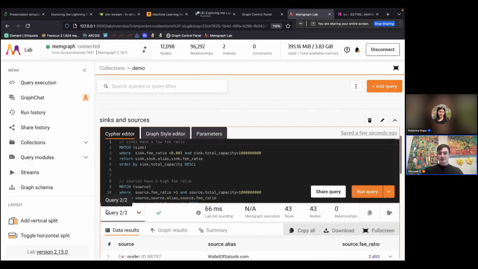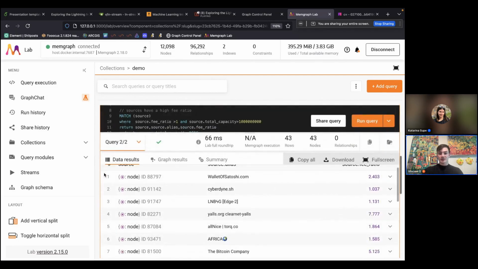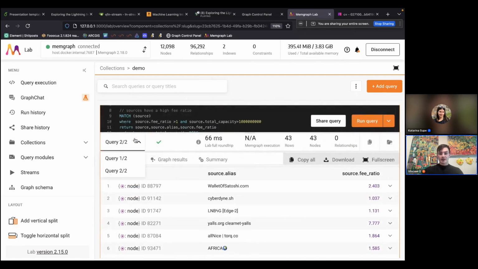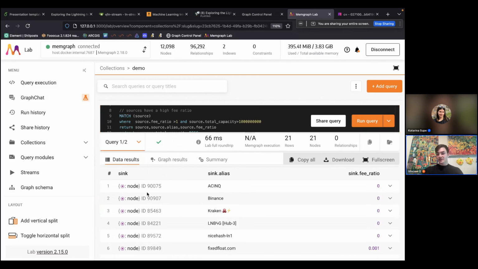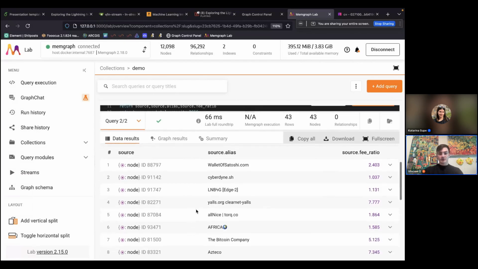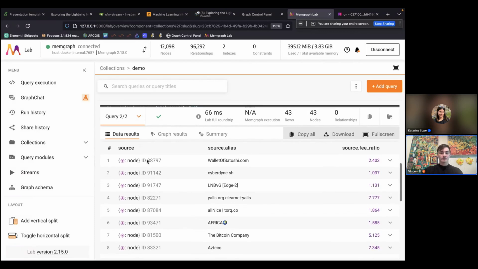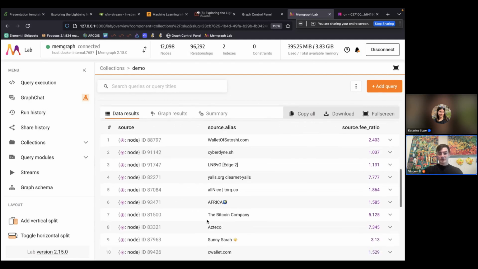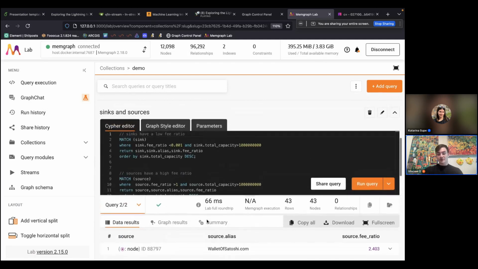I think this one has the results a little bit more organized. But yeah, if we wanted to look at the biggest sinks: Async, Binance, Kraken, NiceHash. The biggest sources: Wallet of Satoshi, Cyberdyne, EllenBig, which is a routing node, Y'alls, AllNice, Africa Free Routing, The Bitcoin Company, which, along with Azteco, sells Bitcoin vouchers or Bitcoin gift cards.